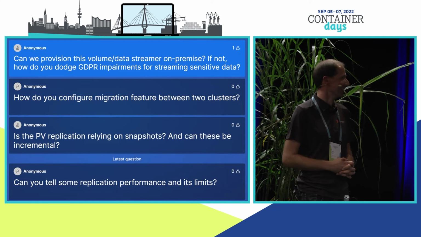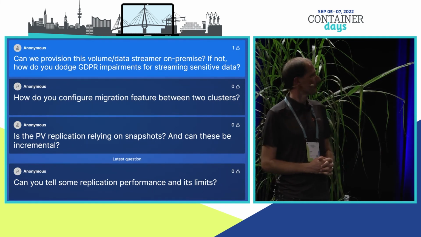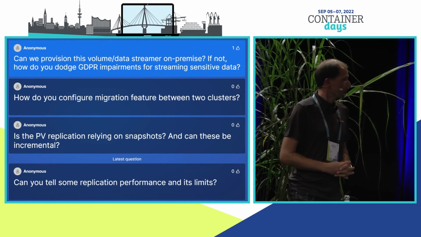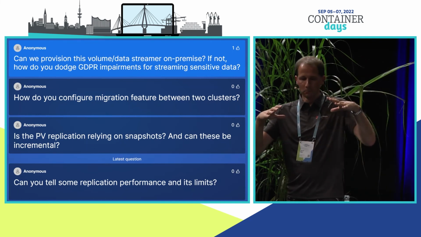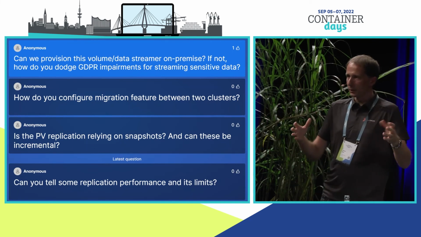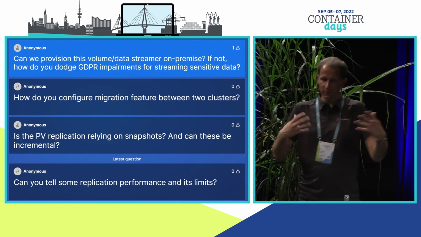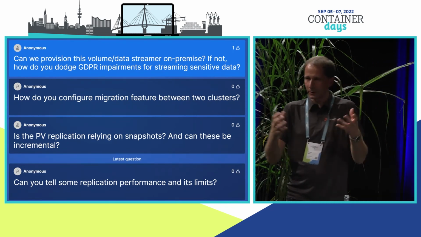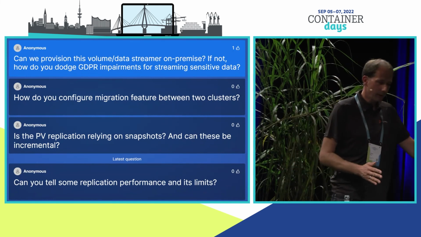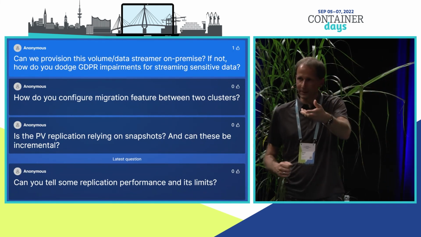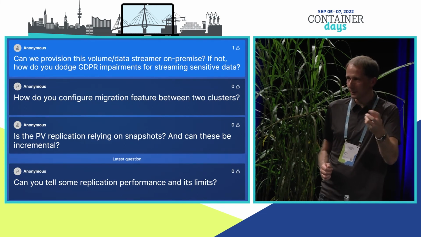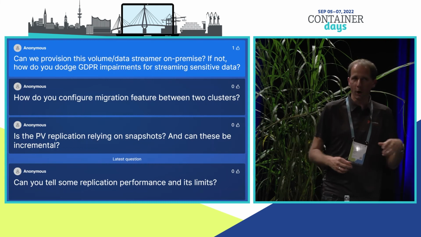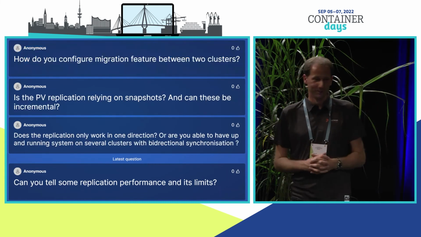Can we provision this volume data streamer on premise? If not, how do you dodge GDPR impairments? But you said yes already, so I guess I don't need to read the "if not". Portworx itself, you can install it on premise. So if the question is whether Portworx runs on premise, for sure, yes. We just need a Kubernetes cluster and block storage. And also the S3 bucket we replicate the data into must be S3 compliant, let's say it this way. It doesn't need to be Amazon S3, it must be an object store compatible to S3.